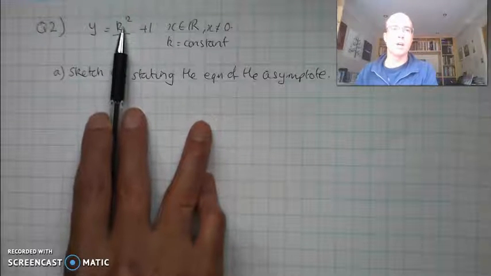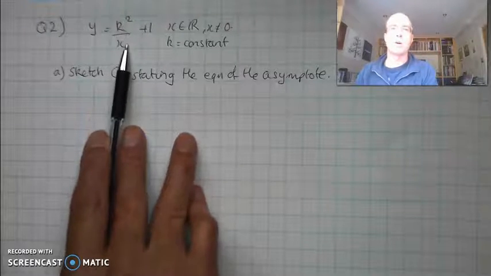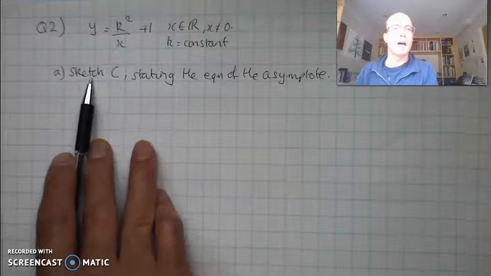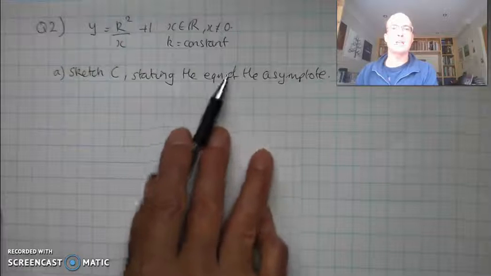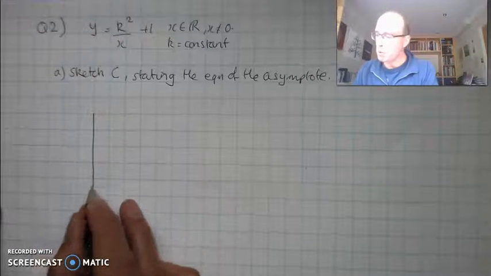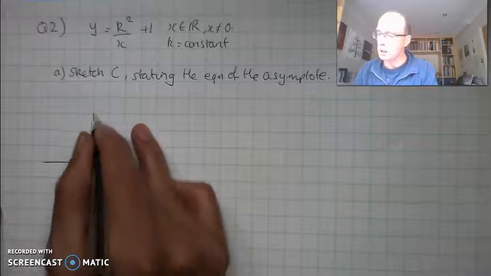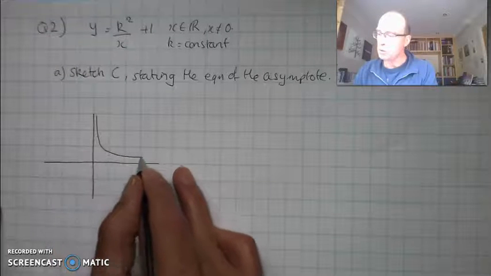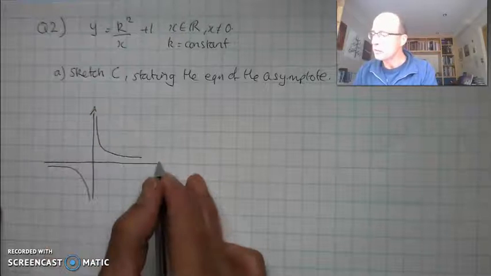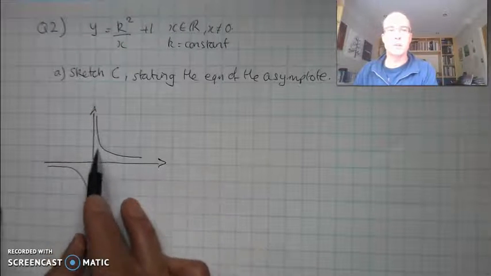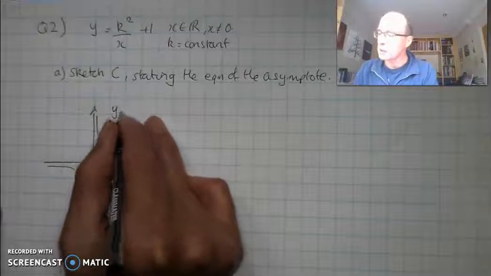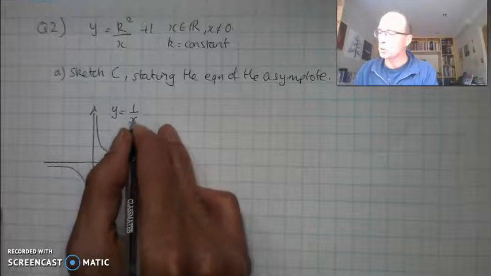So we know that we're dealing with a positive multiple of 1 over x. Okay. Part A says sketch C, stating the equation of the asymptote. So first of all, let's have a think about what 1 over x would look like. So 1 over x will look something like that. I'm going to have two asymptotes, a vertical asymptote and a horizontal asymptote on my axes. So this is y equals 1 over x.